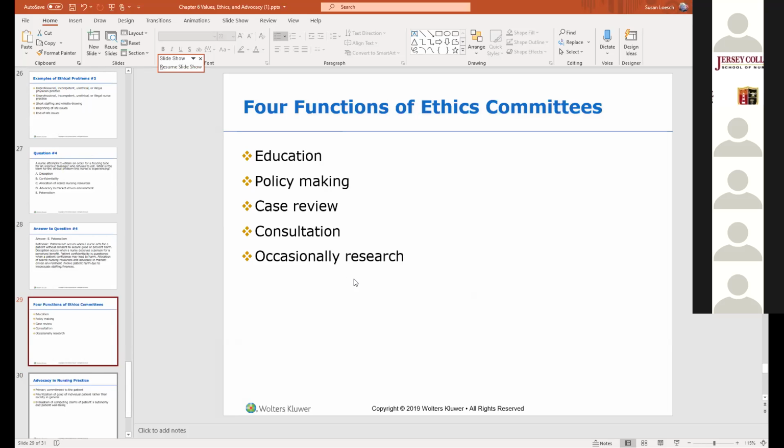Ethics committees are formed to help provide education and help make policies. They can review different cases and look at the outcomes, and see if there are different outcomes or different things that we should have done. They can help us consult with both our nurses and the patients and sometimes outside people. They can help us do research occasionally.